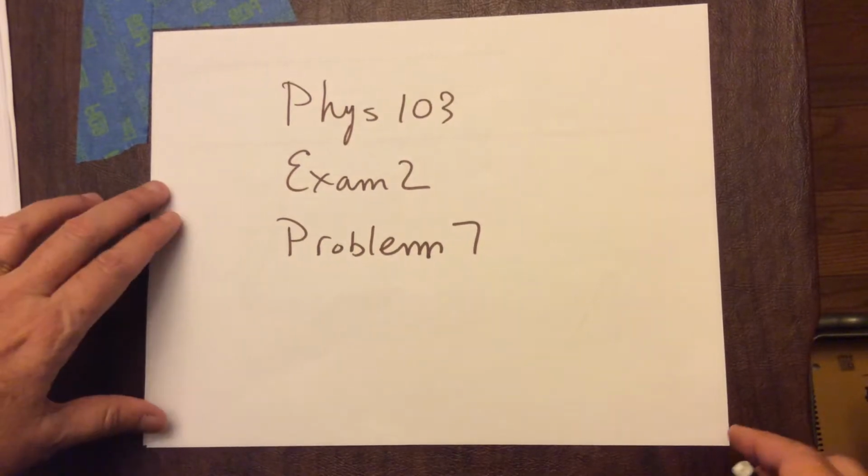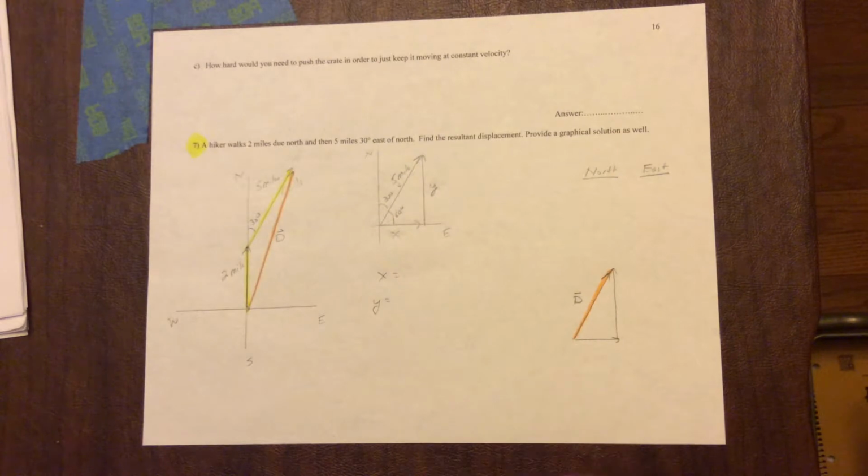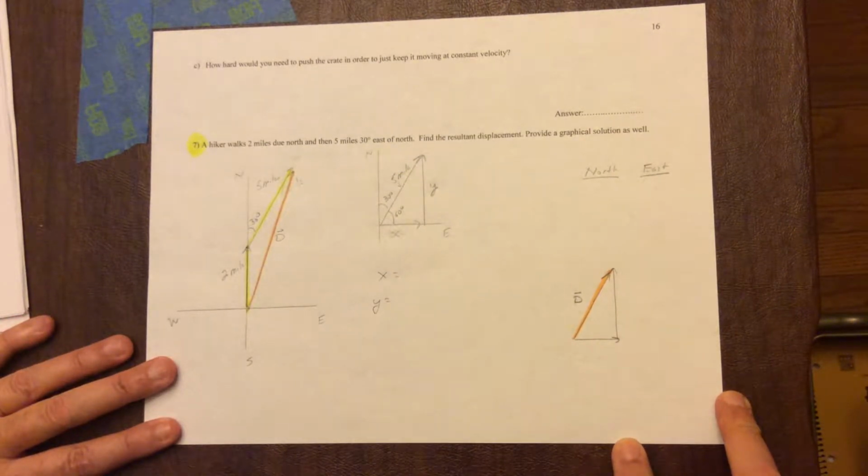Okay, everybody, Physics 103, Exam 2, Problem 7. Let's go over Problem 7. A hiker walks 2 miles due north and then 5 miles 30 degrees east to north. Find the resultant displacement and provide a graphical solution.